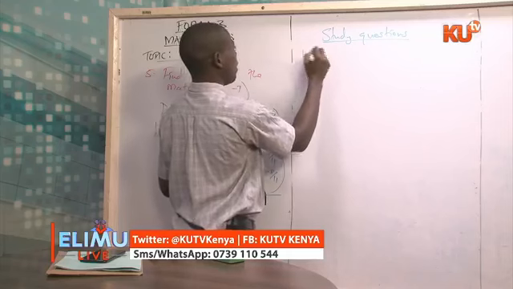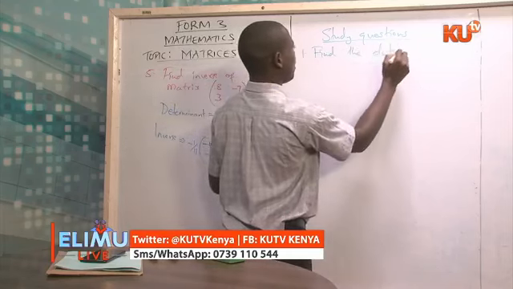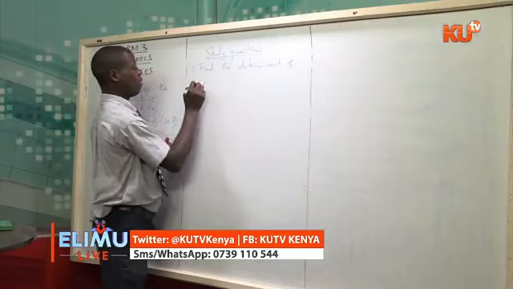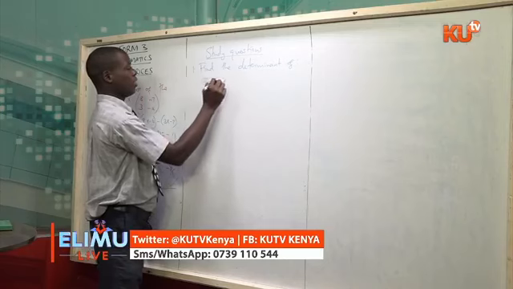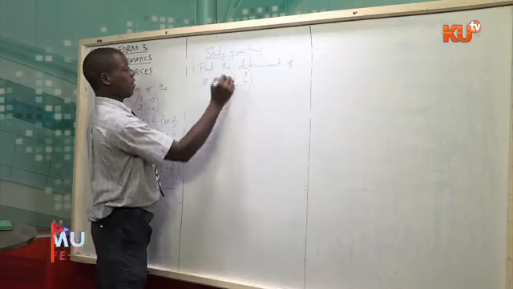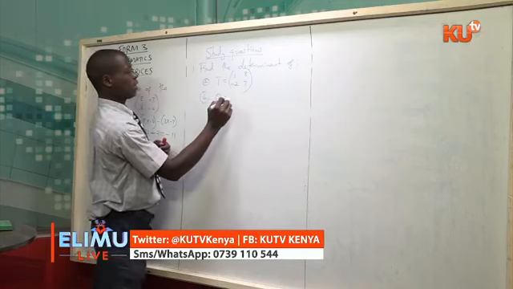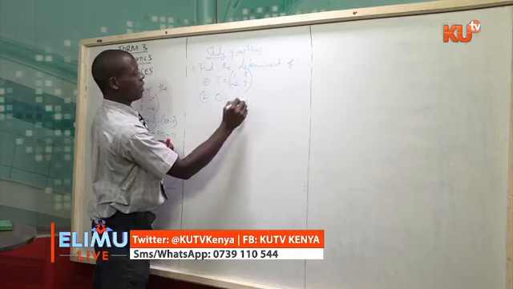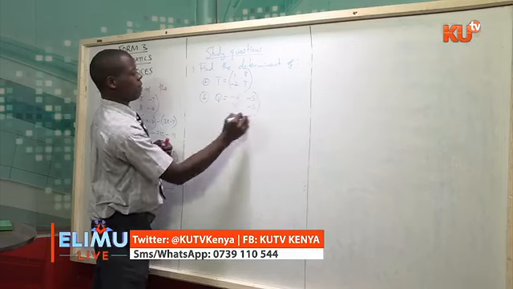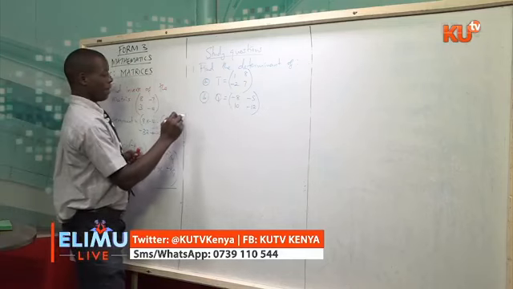Number 1, you are told to find the determinant of the matrix T, which is 1, 8, negative 2, 7. The matrix Q has negative 8, negative 5, 10, negative 12. You find the determinant of those two matrices.